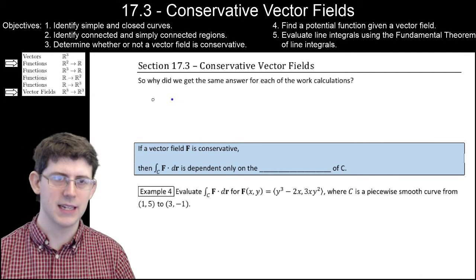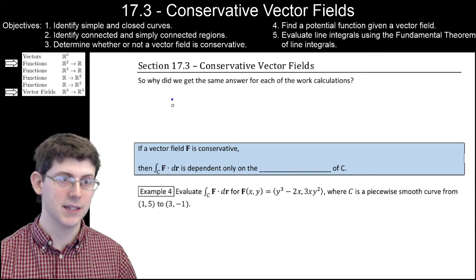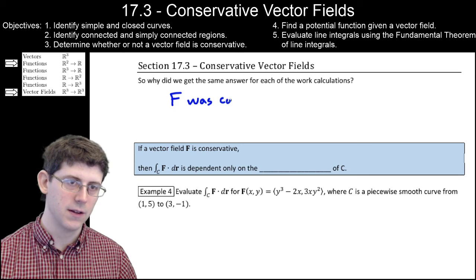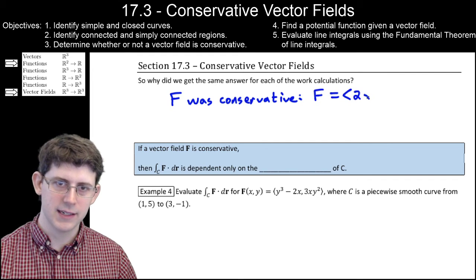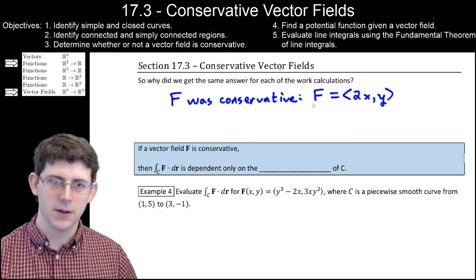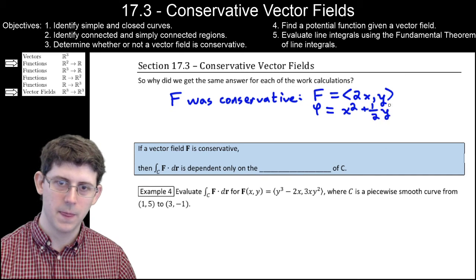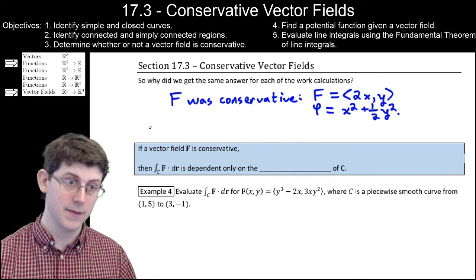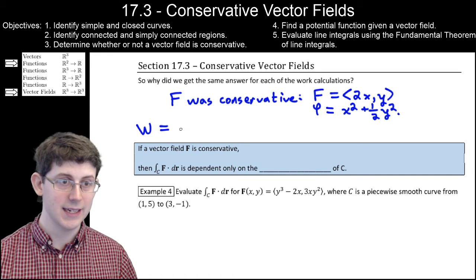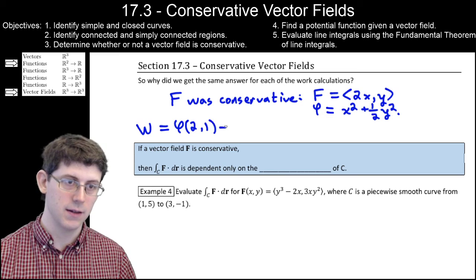Hopefully we get to go back to that last example. Oh, so why did we get the same answer for each of those work calculations? It was because in that page where we did 3 calculations, f was conservative. In particular, I think f was 2x comma y. And so its potential function was x squared plus half y squared. And every time that we took a path from 0, 0 to 2, 1, all we did is find the difference in potential between those 2 points.